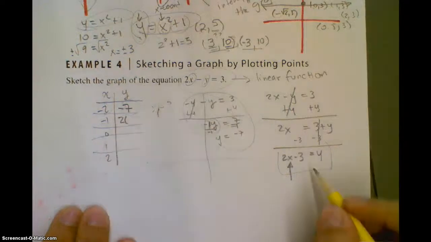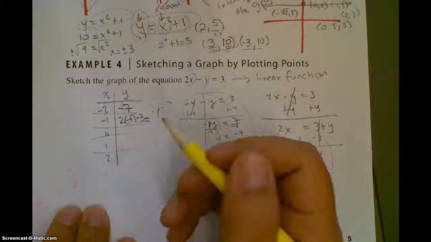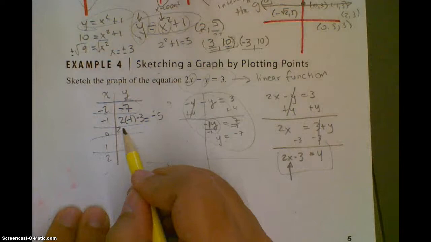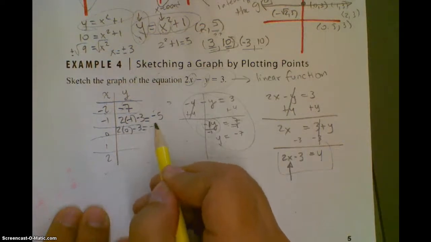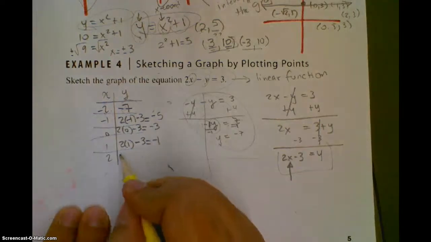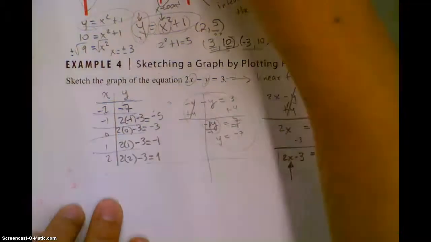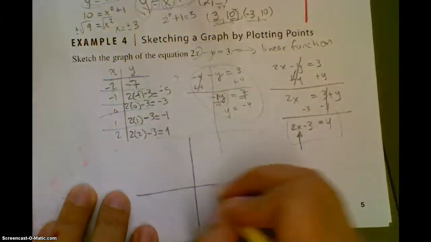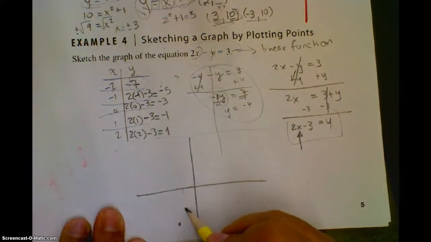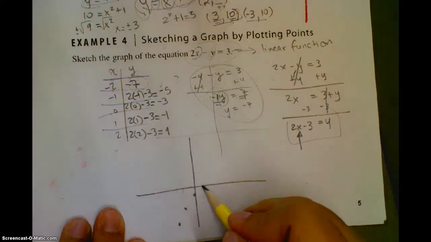So now I have 2 times the value of x, which is -1, minus 3, and that will be 2 times -1, -2, minus 3, -5. And then for 0, it will be 2 times 0 minus 3, and that's -3. Then 2 times 1, that's 2, minus 3, -1. And 2 times 2 minus 3, that will be +1. So now the only thing I have to do is sketch. -2, -7 over here. -1, -5 over here. 0, -3 over here. 1, -1.